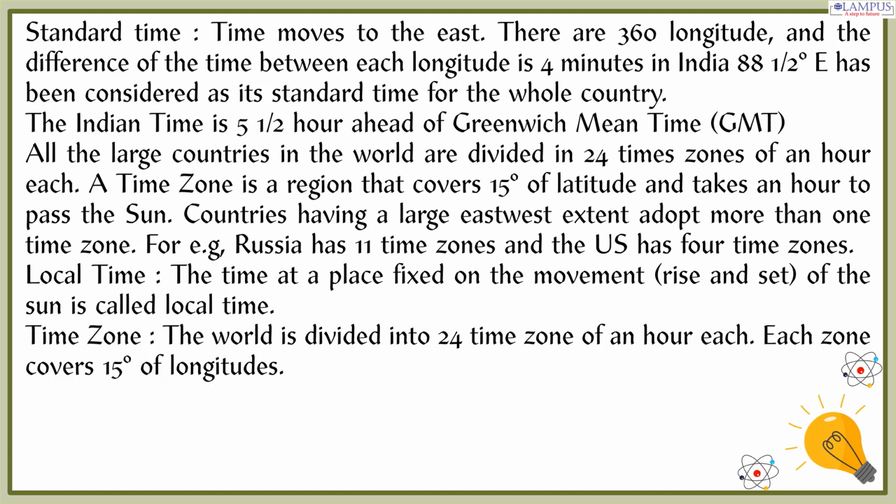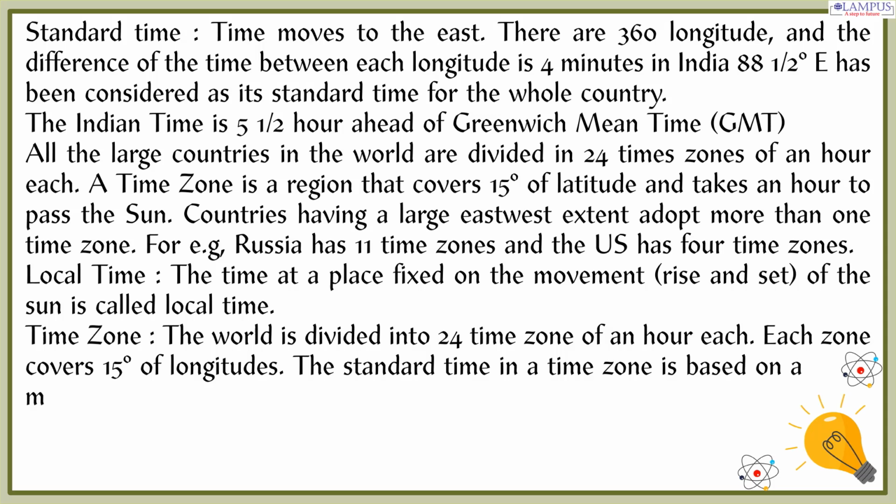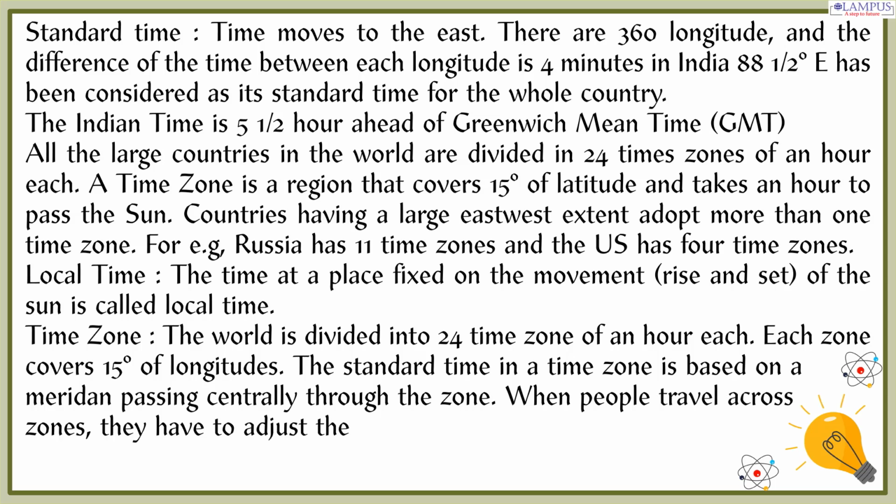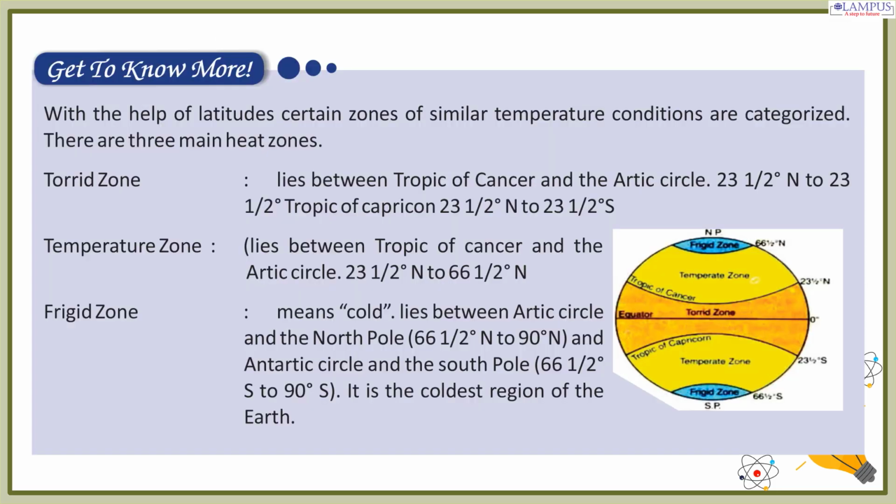Each zone covers 15 degrees of longitudes. The standard time in a time zone is based on a meridian passing centrally through the zone. When people travel across zones, they have to adjust their watches. Get to know more. With the help of latitudes, certain zones of similar temperature conditions are categorized.